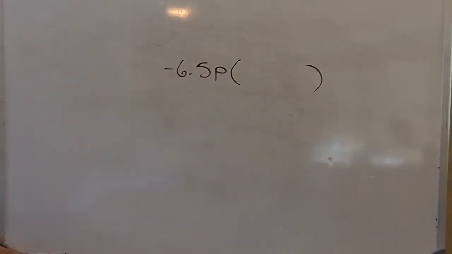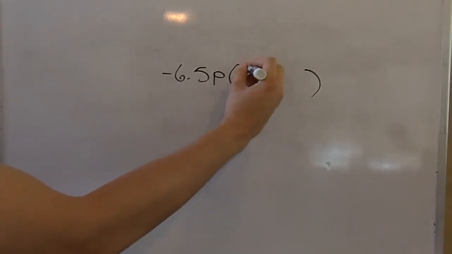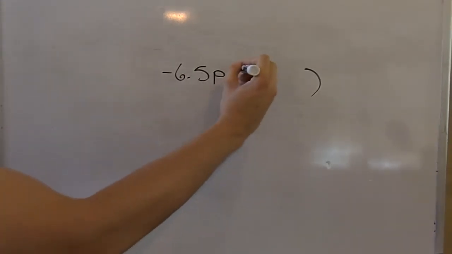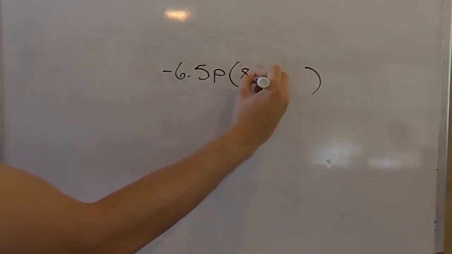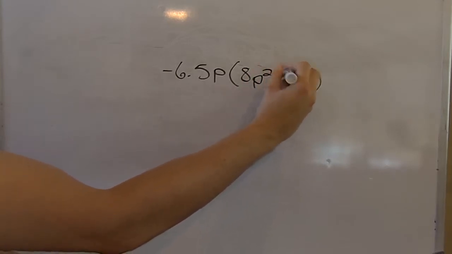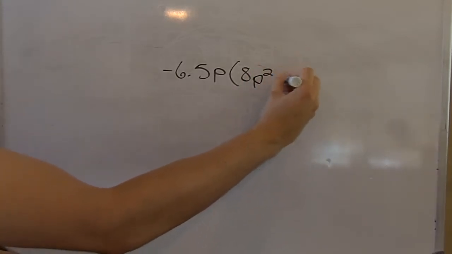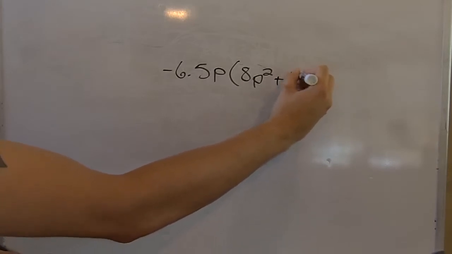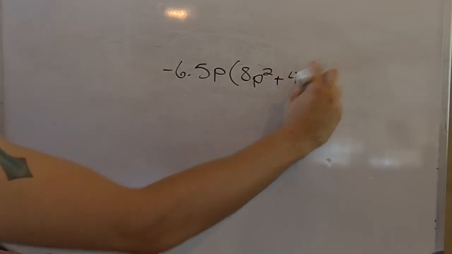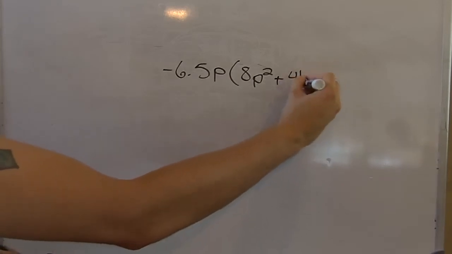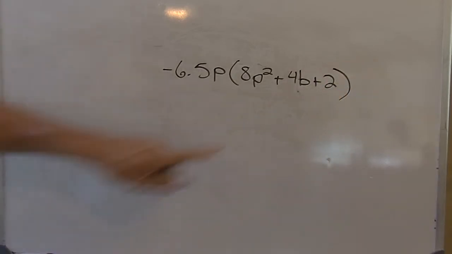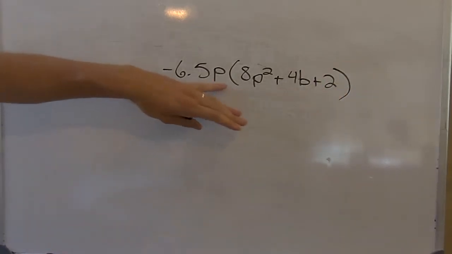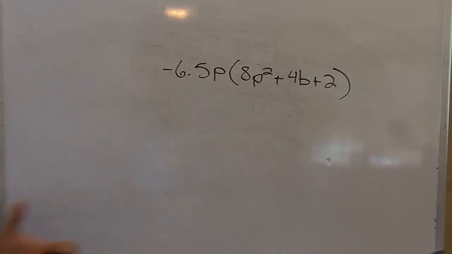On the inside, you may see something like 8p squared. I'm going to make this a little bit longer. Plus, go with 4p plus, or we'll make that a b. How about that? 4b plus 2. Okay? So this time we have a monomial on the outside that has both a constant and a variable in it. And on the inside we now have 3 terms.